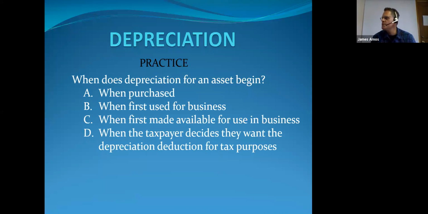And it looks like I think all of you did. Yes, you guys are right. Do you know a lot of people get B and C confused? It's not when you first use it for a business. It might sit there for a month before you start actually using it, but as long as it's available for use in that business, then it's good. That was good. Good job.